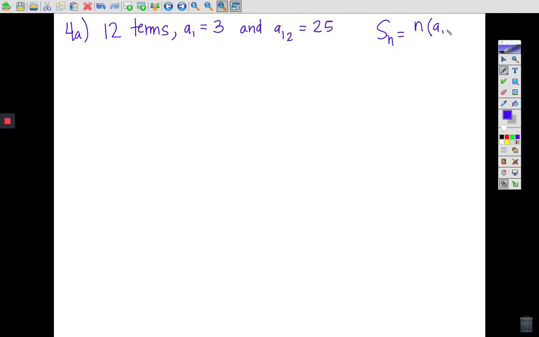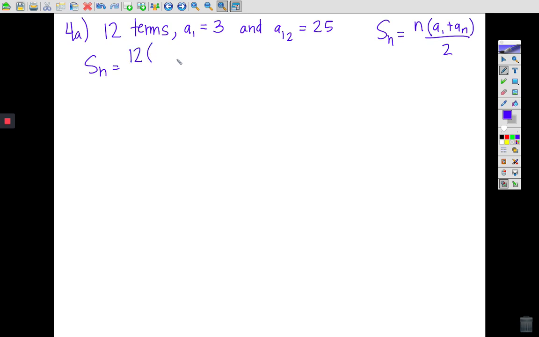So for 4A, it tells us that we've got 12 terms, right? Are y'all seeing that in 4A? Find the sum of each arithmetic series. A is a series with 12 terms. And it tells us a sub 1 is equal to 3, and a sub 12 is equal to 25. So we are plugging it into this formula. S sub n is equal to n times a1 plus an, over 2. So total we have is 12 terms. So if we're plugging this in as a sum, n is going to be equal to what? 12, because that's how many we have.